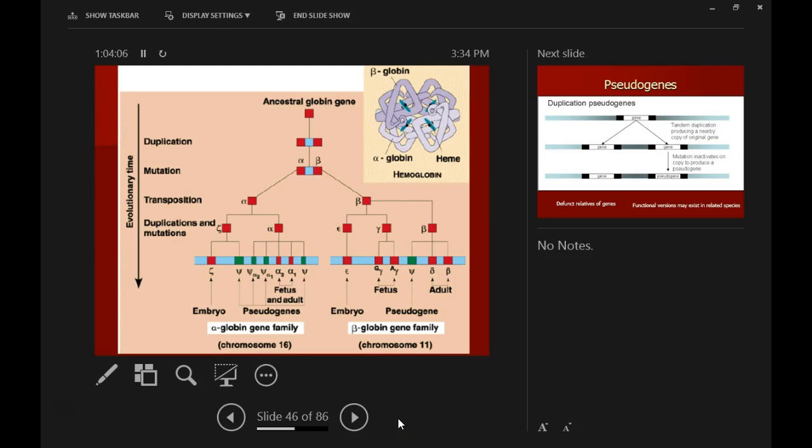Now, the interesting thing about them is some of them are expressed at different times in development. For example, this alpha globin, this version, which is a slightly different protein, is expressed during our embryonic stage. These two are expressed when we're both a fetus and an adult. In the beta globin, you can see we have one for the embryo, one for the fetus, and one for the adult.